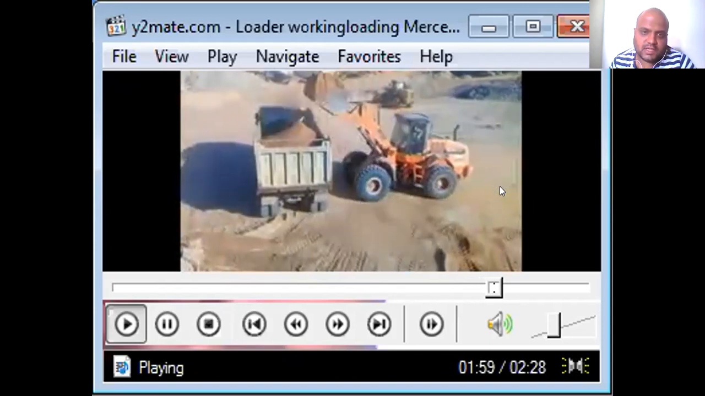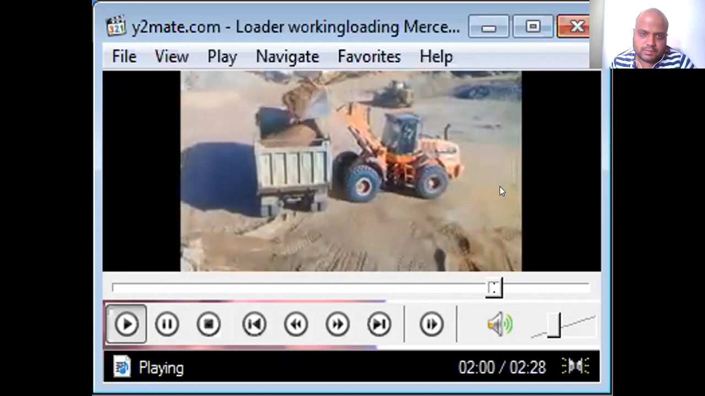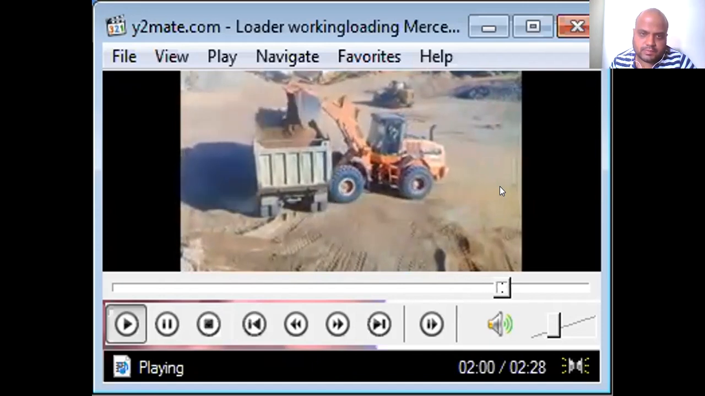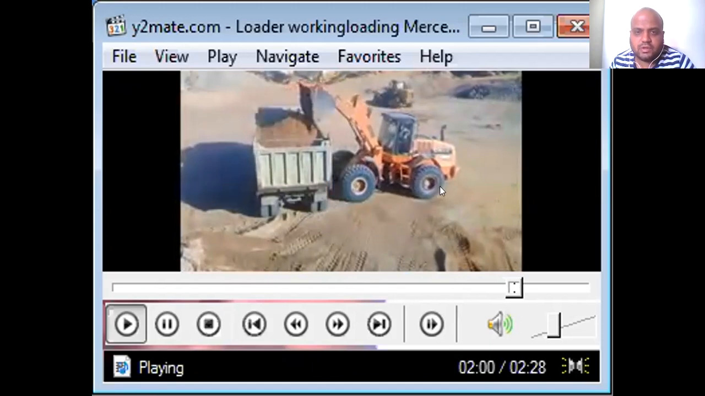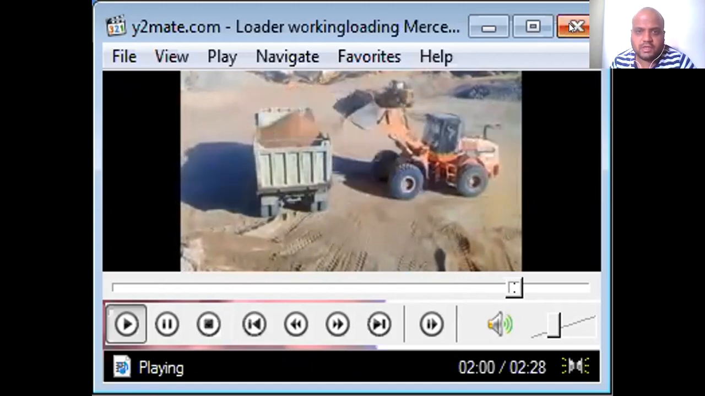So this is the fourth cycle. Yes, the dumper is full. If you listen, the honking says the end of a cycle. So this is how a dumper and the loader work together. I'll go back to the presentation.